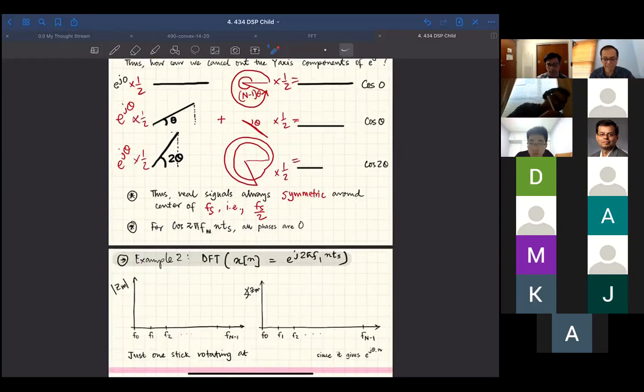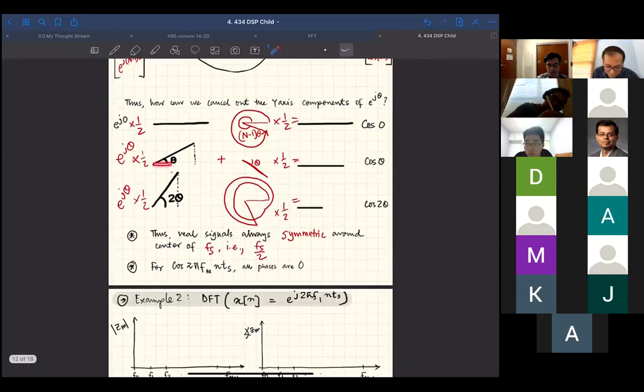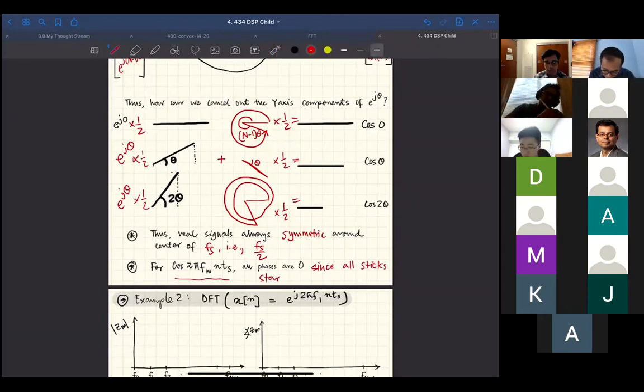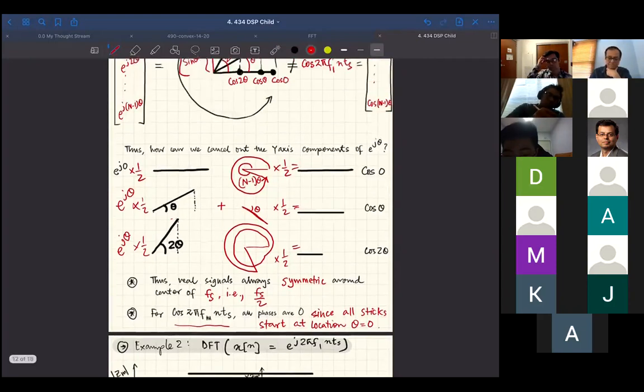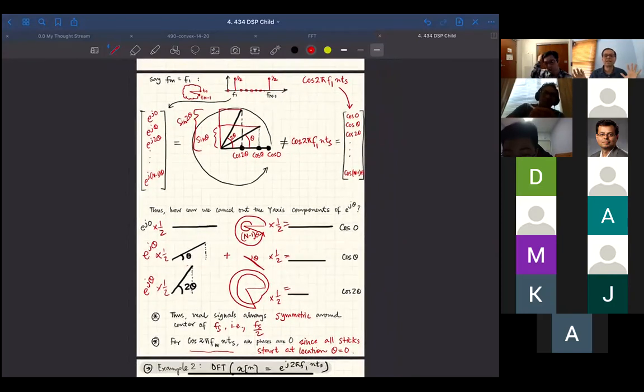Okay. Finally, observe that all the sticks over here started at the same initial location 0, and therefore for this cos 2 pi F nTs, all phases are 0, since all sticks start at location theta equals 0. If you understand this well, many things will fall in place.